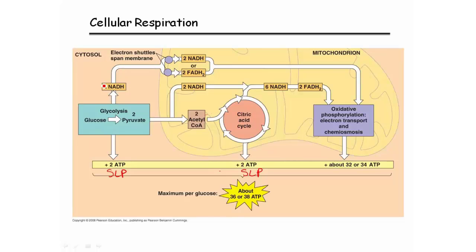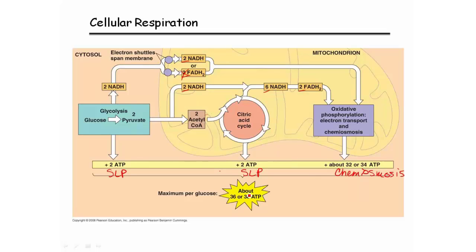If we get these from the cytoplasm passed in as NADHs, we end up with 2, 4, 10 NADHs, which gives us 30 ATPs, plus another 2 times 2, another 4 ATPs. That gives us our 34 number of ATPs. These are ATPs made by chemiosmosis.